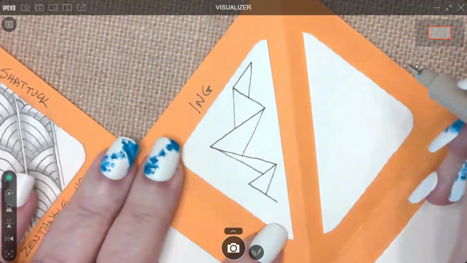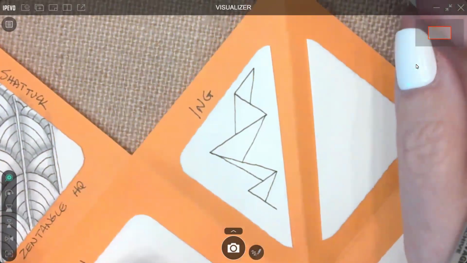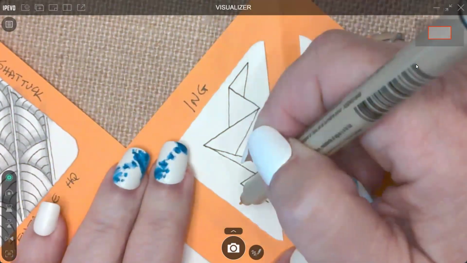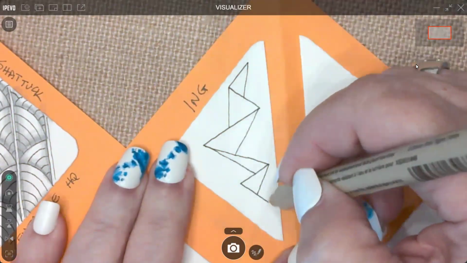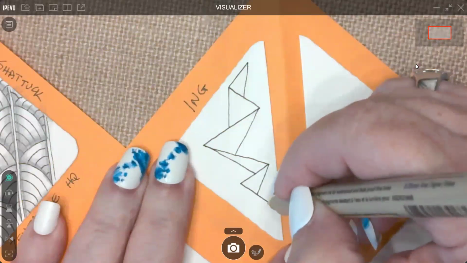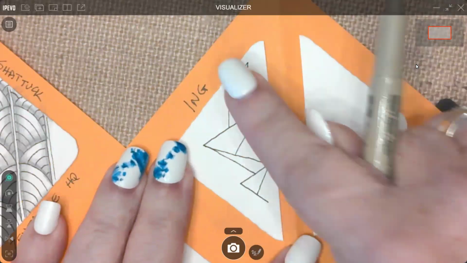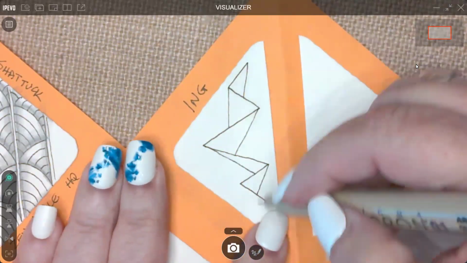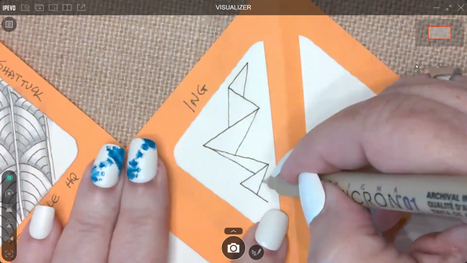Okay? Now I'm going to do the same thing, but instead of working from the top down, I'm going to work from the bottom up. So I'm going to start here, which was the last point of my initial zigzag. That's where I ended. And I'm going to go halfway.